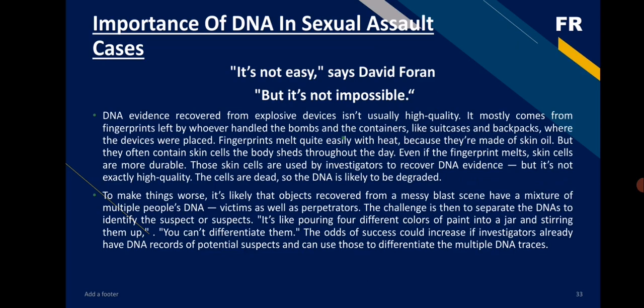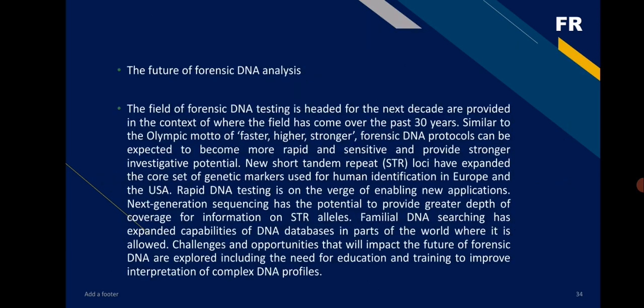To make things worse, it's likely that objects recovered from a messy blast scene have a mixture of multiple people's DNA, victims as well as perpetrators. The challenge is then to separate the DNAs to identify the suspect or suspects. It's like pouring four different colors of paint into a jar and stirring them up. You cannot differentiate them. The odds of success could increase if investigators already have DNA records of potential suspects and can use those to differentiate the multiple DNA traces.